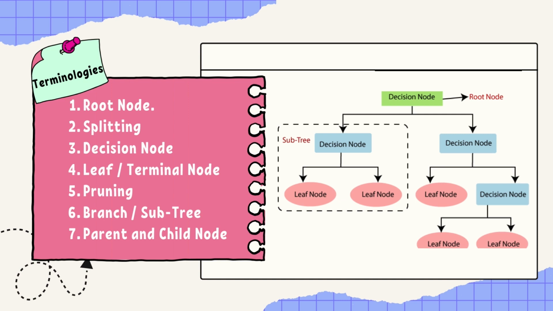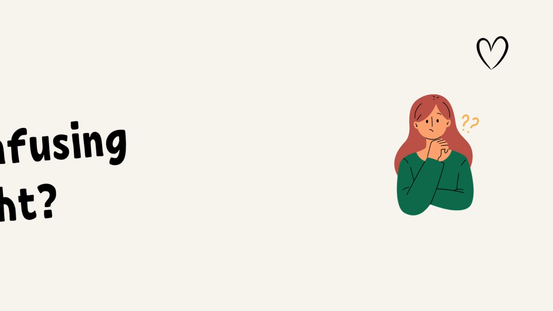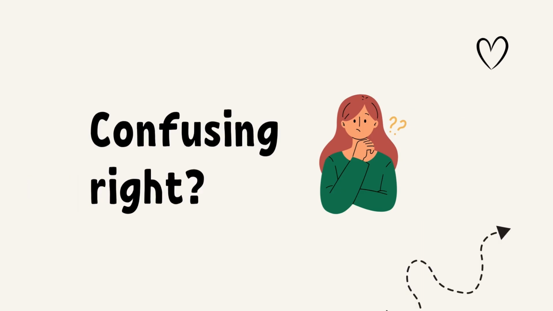Pruning. When we remove subnodes of a decision node, this process is called pruning. You can say it is the opposite process of splitting. Branch or subtree. A subsection of the entire tree is called a branch or subtree. Parent and child node. A node which is divided into subnodes is called a parent node. Subnodes are the children of a parent node. That was pretty confusing, right?